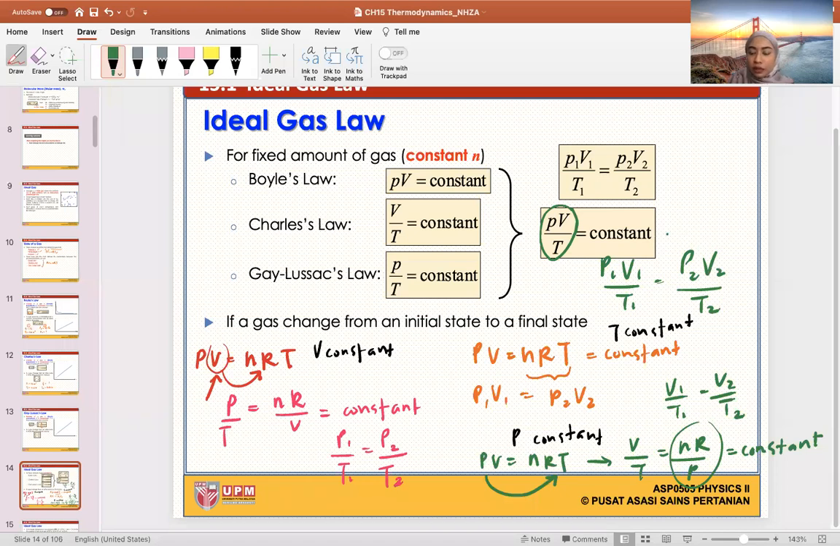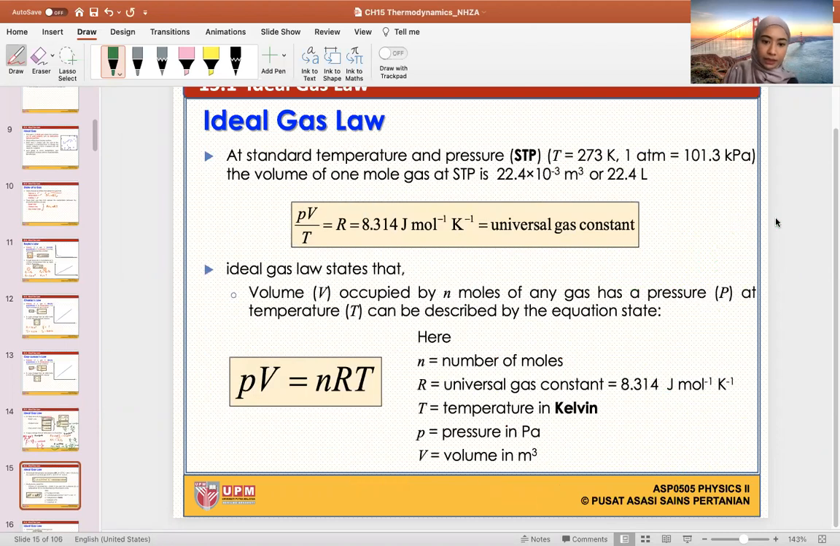Okay, so this is when no constant except n and R. Okay, so fahamlah no constant tu maksud apa. Maksudnya P, V and T tak constant. Okay, so moving on. I hope that trick was helpful. Nanti kita akan go through an example later.